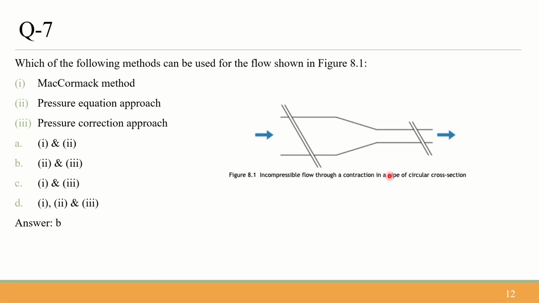In the figure 8.1, it is clearly mentioned that it is an incompressible flow through contraction in a pipe of circular cross section. So the answer to this is option B, that is 2 and 3. If you're not very thorough with the concept, sometimes we eliminate options based on some other patterns. On that basis, the first one eliminated would be option B, because in all other options we have 1. Therefore, sometimes we do this silly logical reasoning and we eliminate B, but we should not do that. This is the right option here.